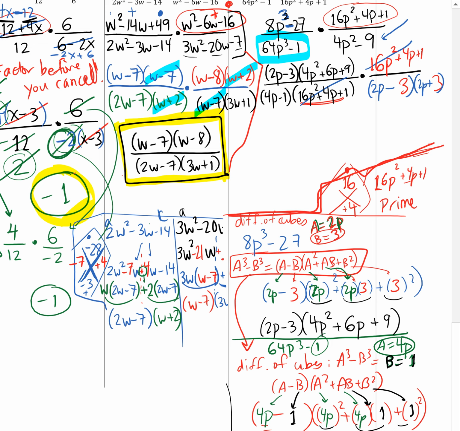Alright, now we get to go wild with canceling. We've already gotten excited and canceled these early. 16p squared plus 4p plus 1. What else? Way across from each other, 2p minus 3's cancel. But I think that's it, huh? Those guys are all that cancels. So now what's left over on the top is just that trinomial 4p squared plus 6p plus 9. On the bottom we have a 4p minus 1 left over from the left denominator, and then a 2p plus 3 left over from the right denominator.